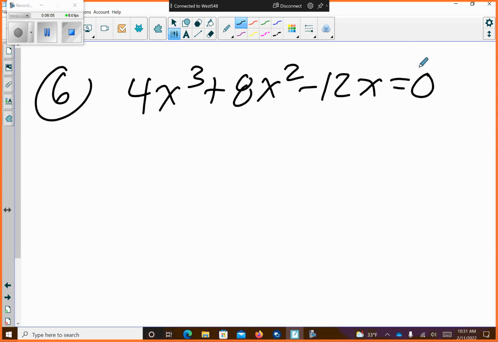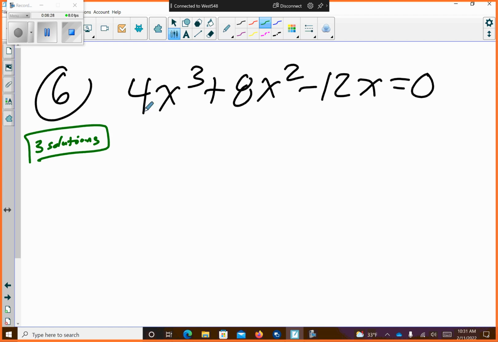Number 6, how many solutions should we have or could we have? Yes, why 3? Well, highest exponent of 3, right? Make sense? All right, so this is going to say that we have 3 solutions because we have that highest exponent. Okay, so I'm just going to keep that in mind.